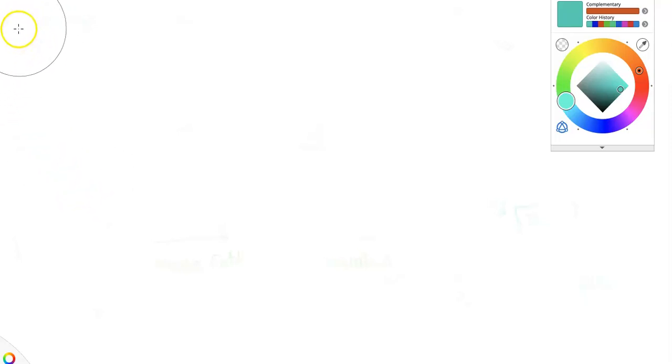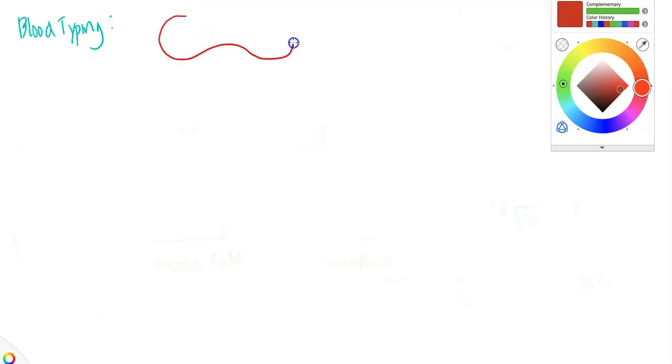Okay, let's talk about blood typing. Better turn my pen on here. All right, so blood typing. When we're talking about red blood cells, when we're talking about blood typing, ABO, those are the blood types that we have.